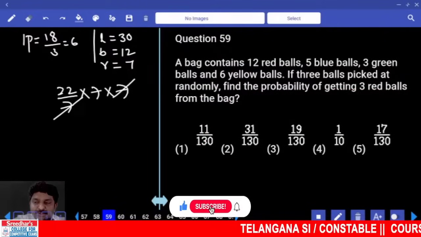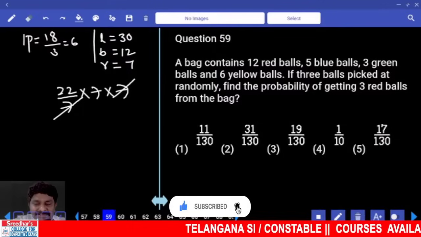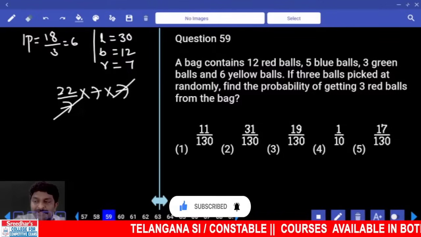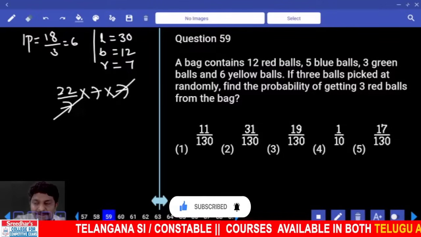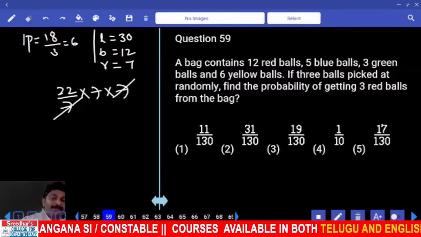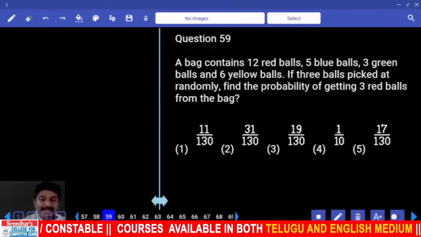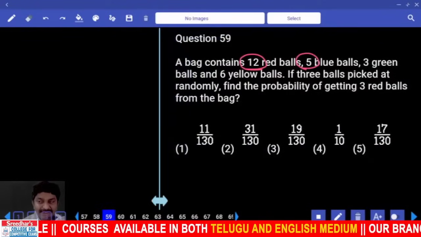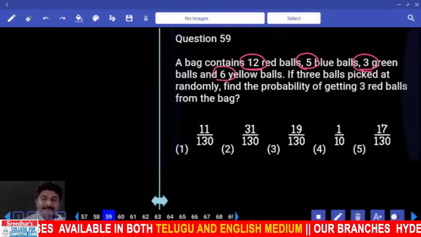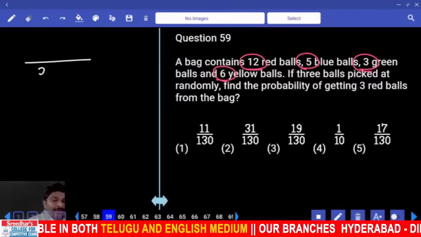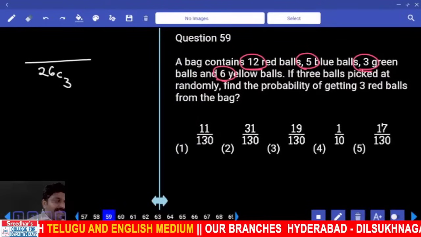A bag contains 12 red, 5 blue, 3 green and then 6 yellow. 3 balls are picked at random. Find the probability of getting 3 red balls from the bag. Total, how many are there? 12 plus 5, 17. Plus 3, 20. Plus 6, 26. You need to get 3, 26 C3.